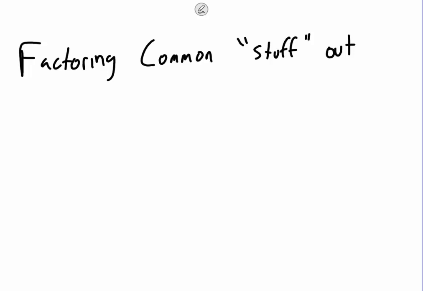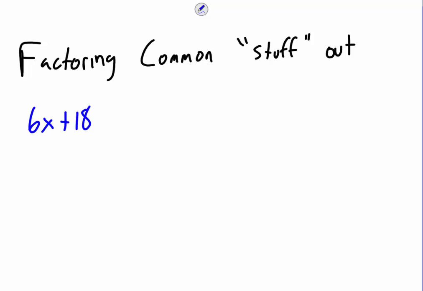out. Now, this is another way of saying factoring out the greatest common factor. But people seem to understand it a little bit better when we talk about factoring out common stuff. So the first problem is just a fairly straightforward, simple one.